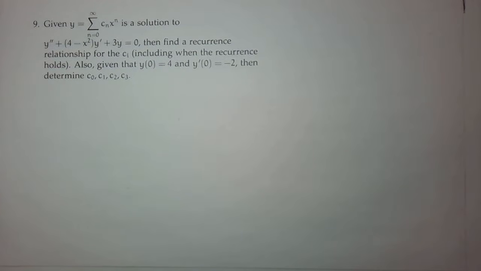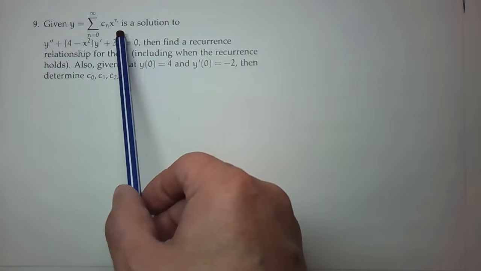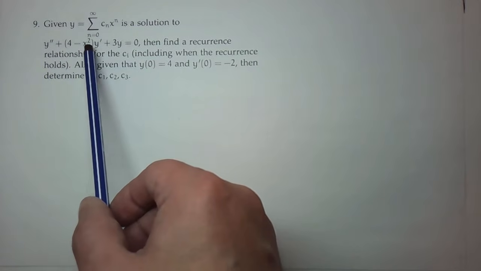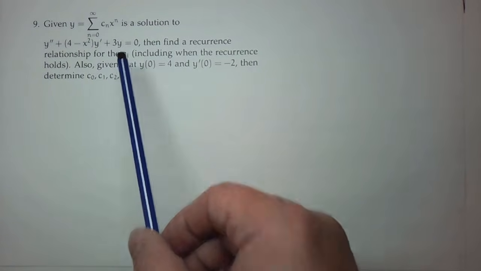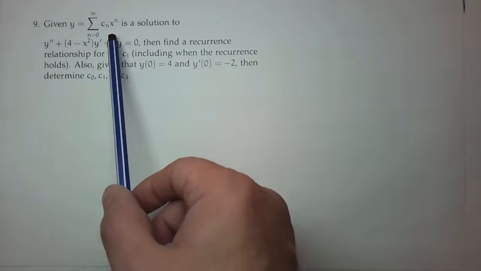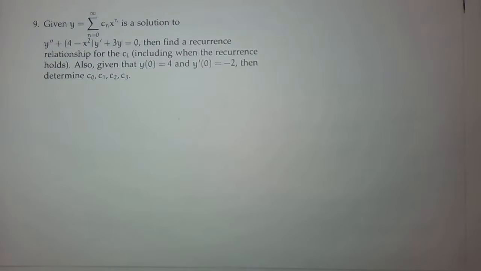We're given y is the sum from 0 to infinity of cn x to the n. And we're told it's a solution to this differential equation, y double prime plus 4 minus x squared y prime plus 3y equals 0. Find a recurrence relationship for the ci, in other words, for the coefficients. And it says include when the recurrence holds. And then they give you the initial conditions, find the first couple of terms. Okay, so we're going to hold off on the second part and start with the first part.